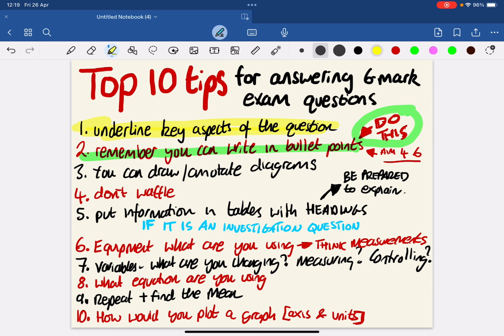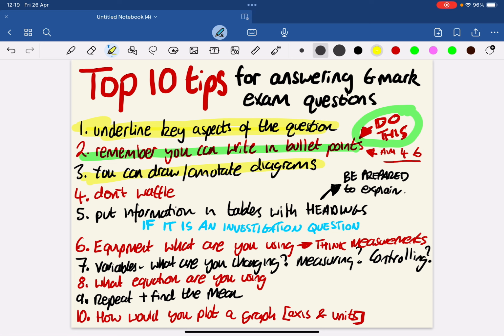Remember that you can draw and annotate diagrams, especially when it comes to the more practical based questions, but just make sure they are annotated and you explain around them. Just having a few shapes on a page won't necessarily pick you up a mark.